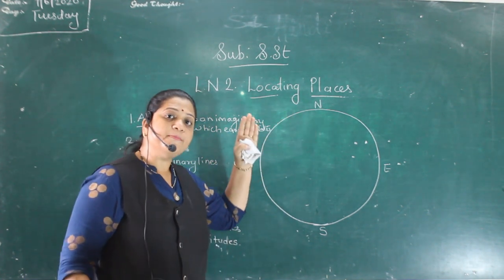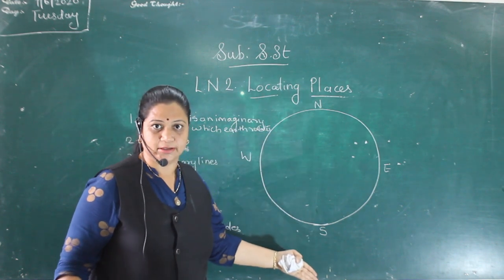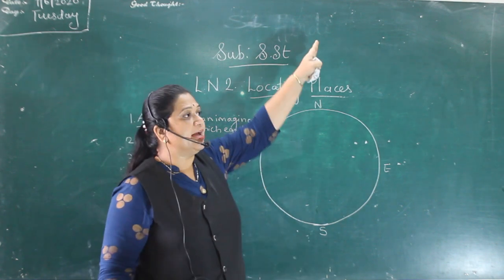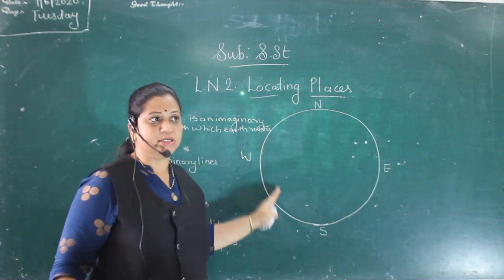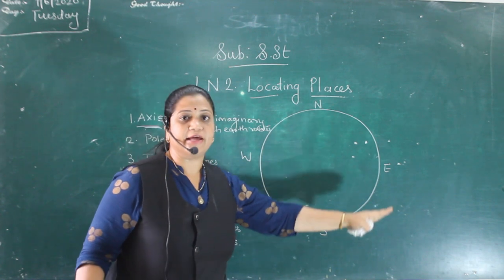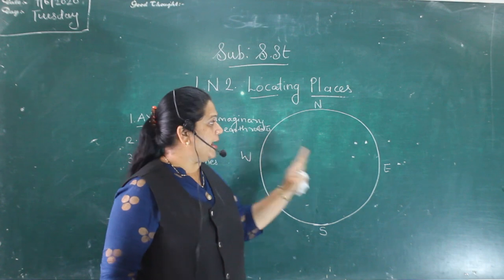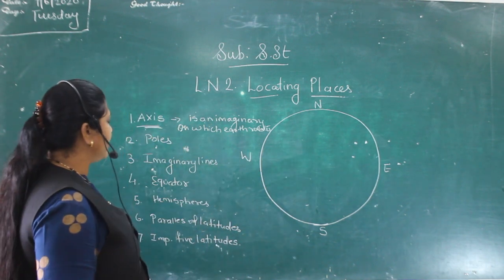We have studied about the map also. What is a map? A map is the flat representation of the earth. In that also we have studied the four directions: north, south, east and west. So the directions are a very important component when we study the globe and map. So this is about the directions.